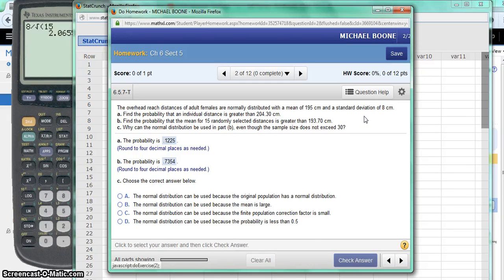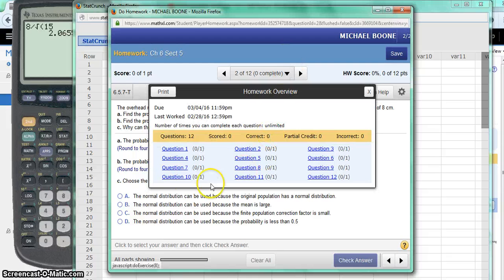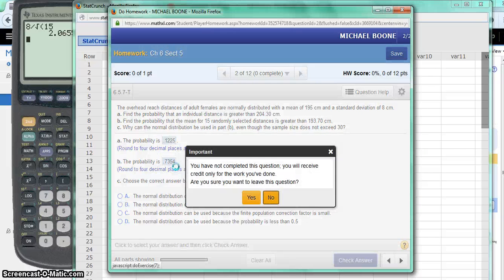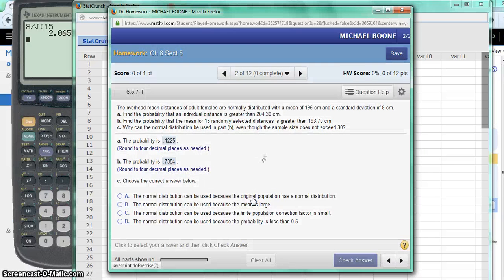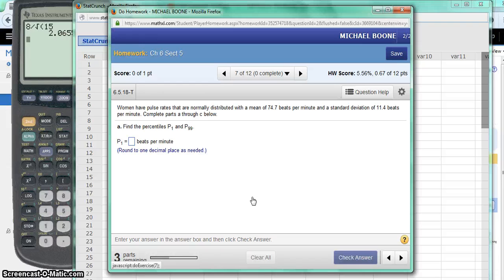Another one from this section is number 7 I want to look at. Number 7, so women have pulse rates that are normally distributed with a mean of 74.7 and a standard deviation of 11.4. So a few parts. Find the percentiles P1 and P99. Again, that's just going to our calculator, 74.7 and 11.4.